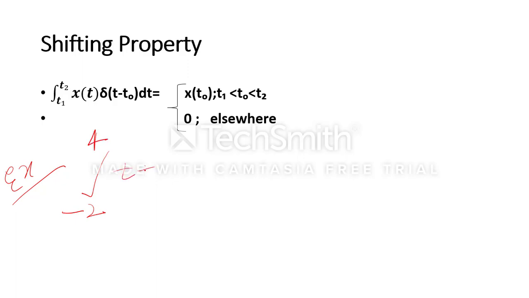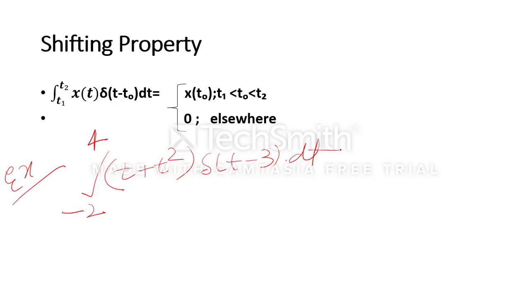Now the numerical on the shifting property. Suppose I have a numerical like the integral with limits from minus 2 to 4 of t plus t square delta t minus 3 dt. I have to calculate this value.